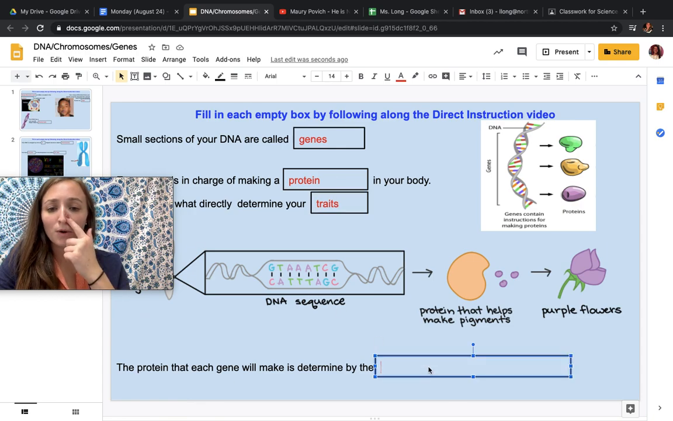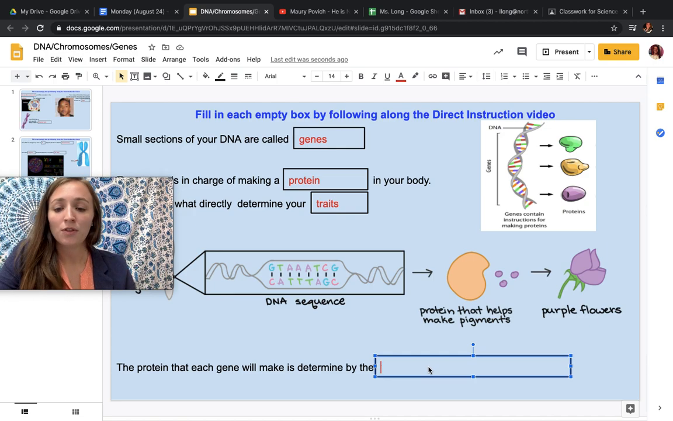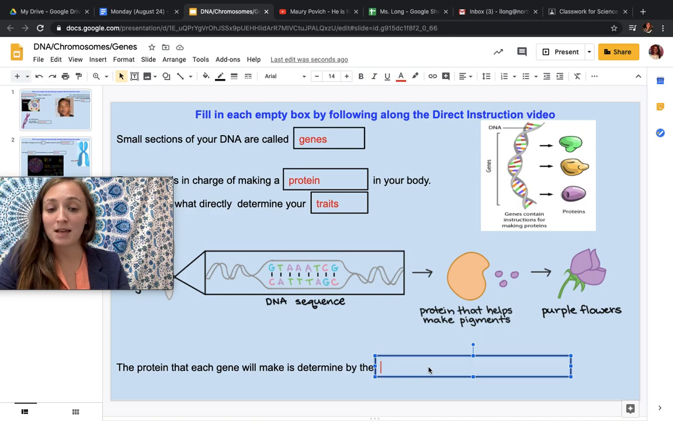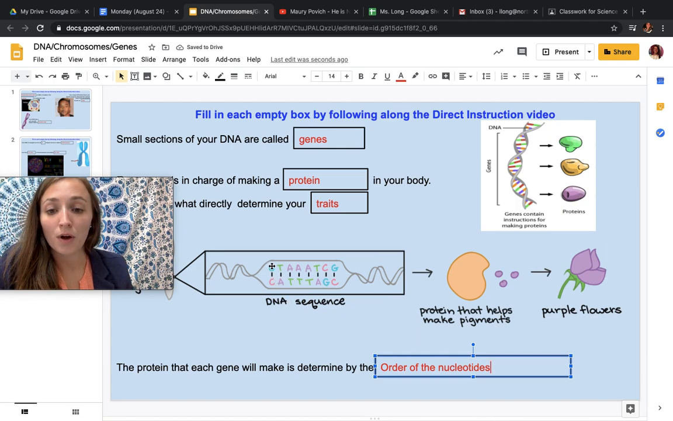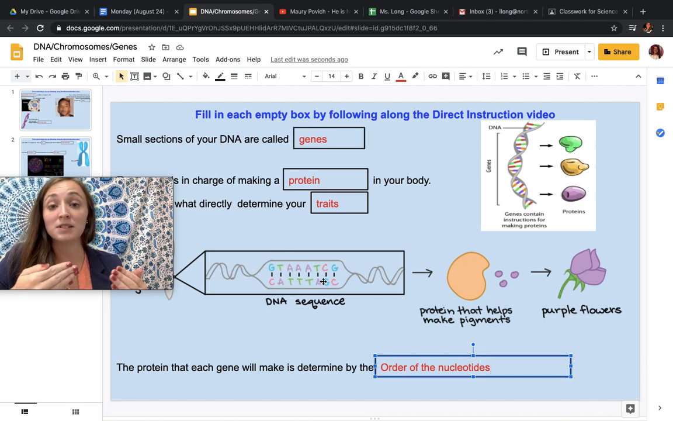Now, how do they know specifics? Like, how does it know brown eyes or black hair or whatever? The protein that each gene will make is determined by the order of the nucleotides. So right here we see this gene has G and C, and then T and A and T. The order of the letters is the specific recipe. The order tells your body what protein to make.